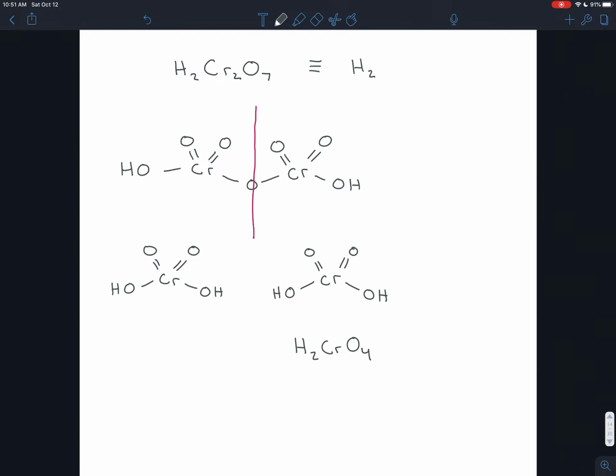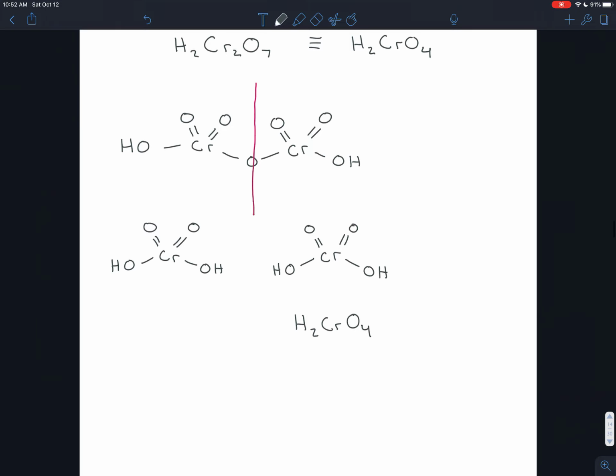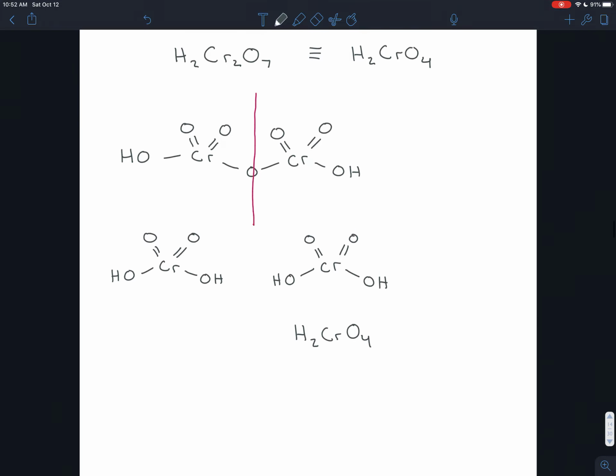So if you ever see H2Cr2O7, that's really the same thing as H2CrO4. They'll do the same thing to a molecule. They'll turn, for example, the benzylic position into a carboxylic acid. So you could see either of them on a standardized test, so I wanted you to see both of those ways, and you could even see it in a third way.